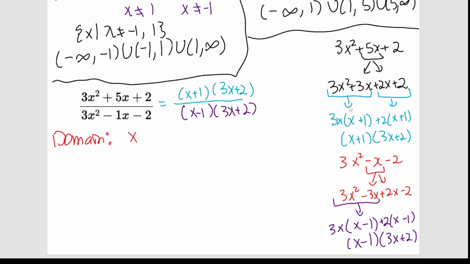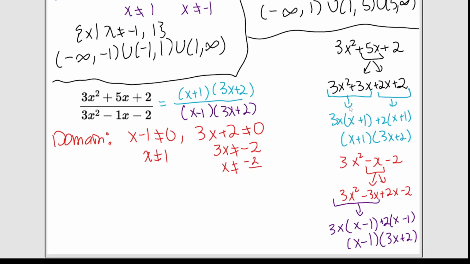now. We need each factor in the denominator cannot be 0. So we need x minus 1 cannot be 0, and we need 3x plus 2 cannot be 0. For x minus 1 cannot be 0, I'm going to add 1 both sides. We're going to get x cannot be 1. For 3x plus 2 cannot be 0, that's going to be 2 steps. So first I subtract 2 from both sides. 3x cannot be negative 2. Then I divide both sides by 3 to undo multiplying x by 3. So then you're going to get x cannot be negative 2/3.